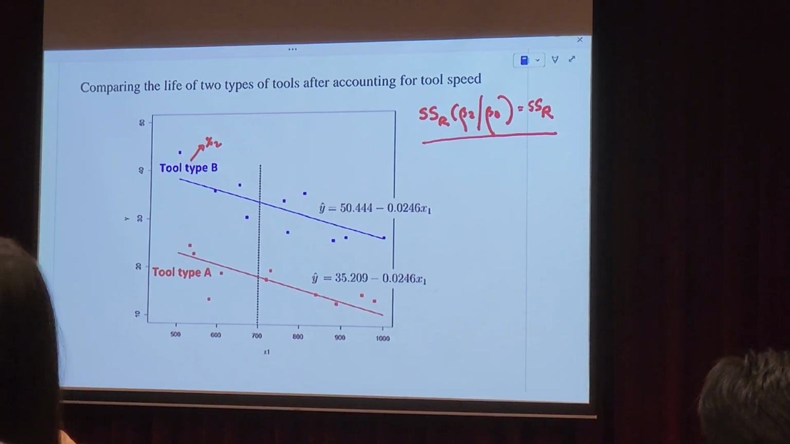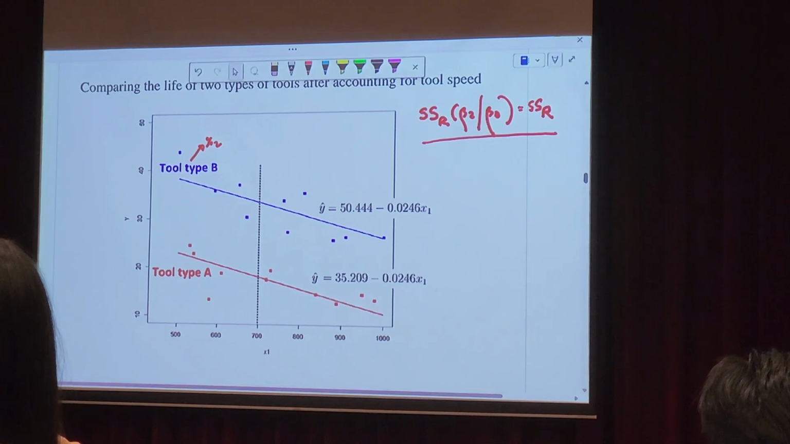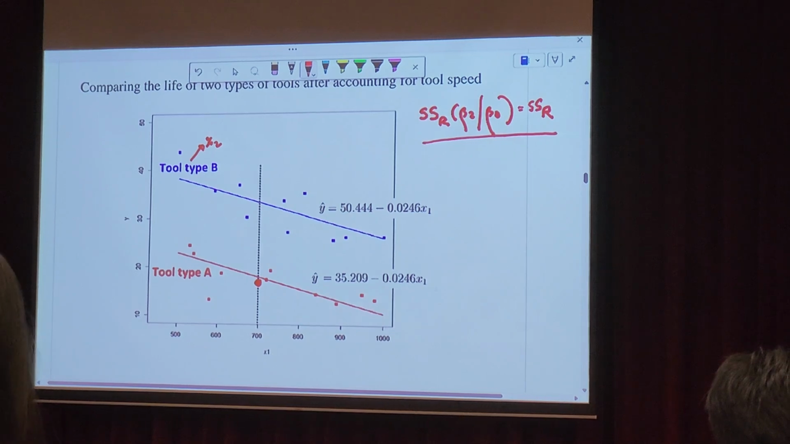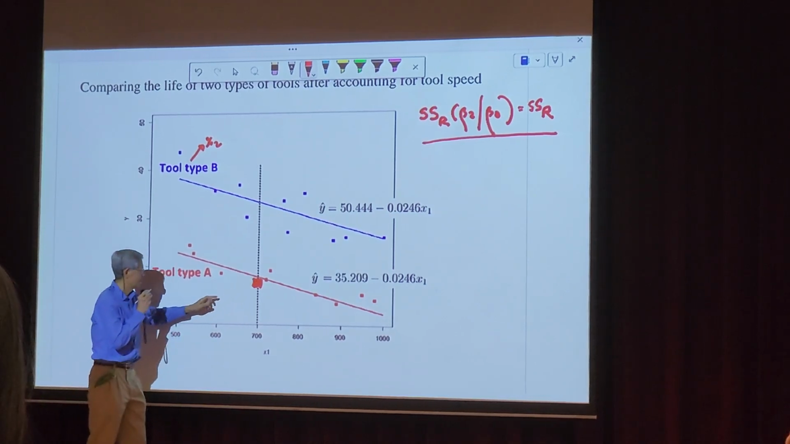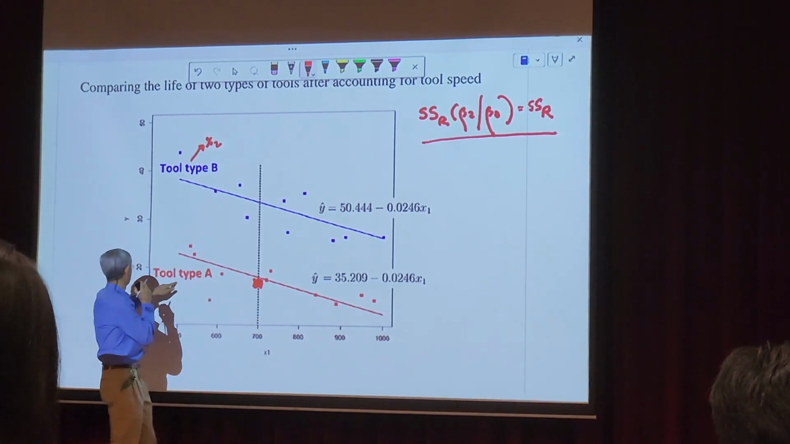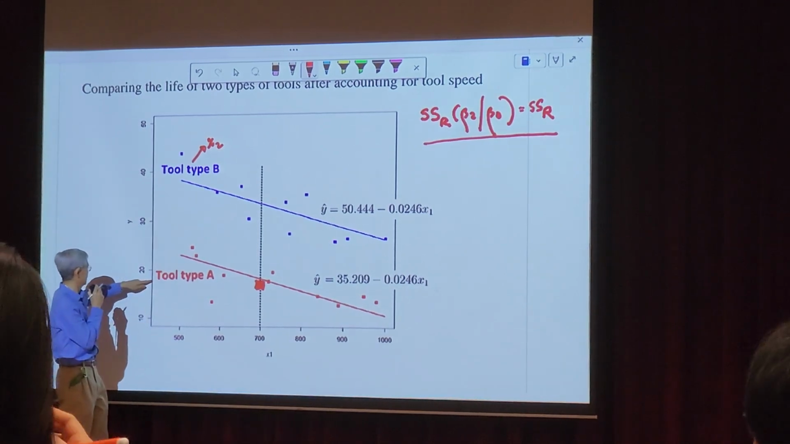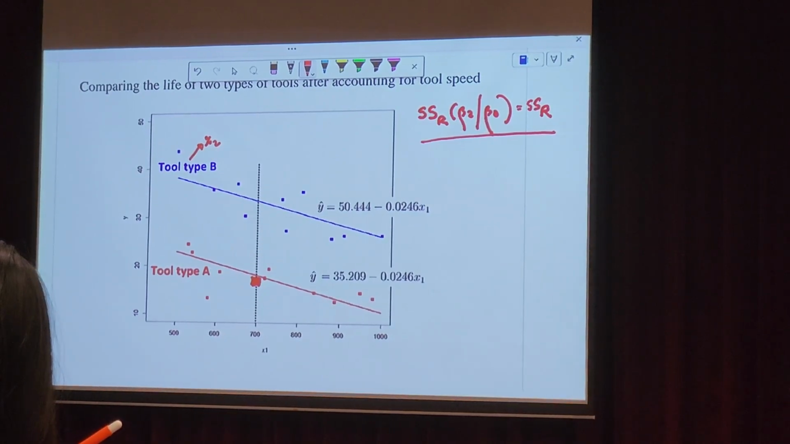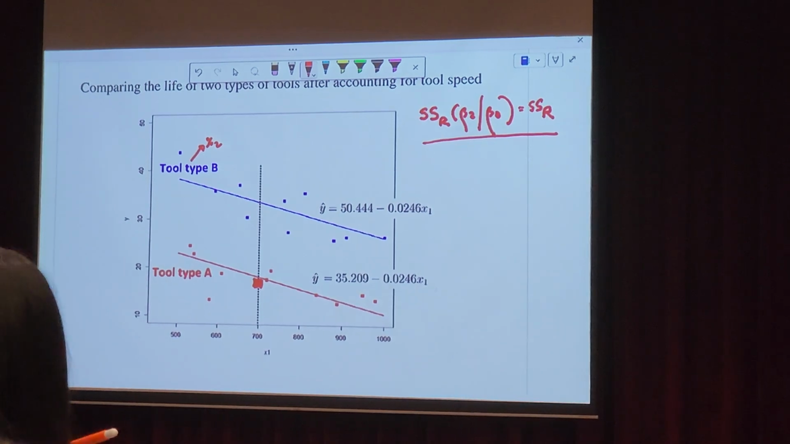In this comparison, I don't take tool speed into consideration. So let's say the mean of tool type A is somewhere here. You take the average of all the red squares, and that's the mean of all these points here. So it's about 18. What about the mean of the lifetime of tool type B?